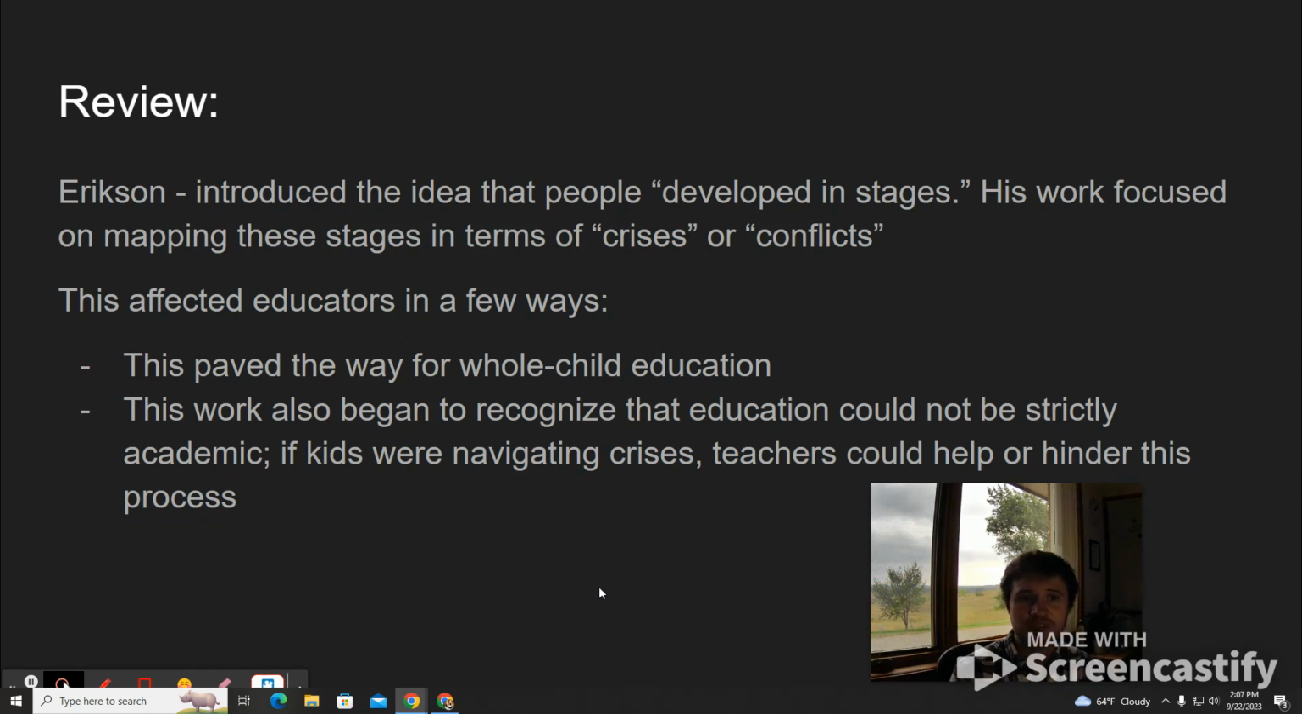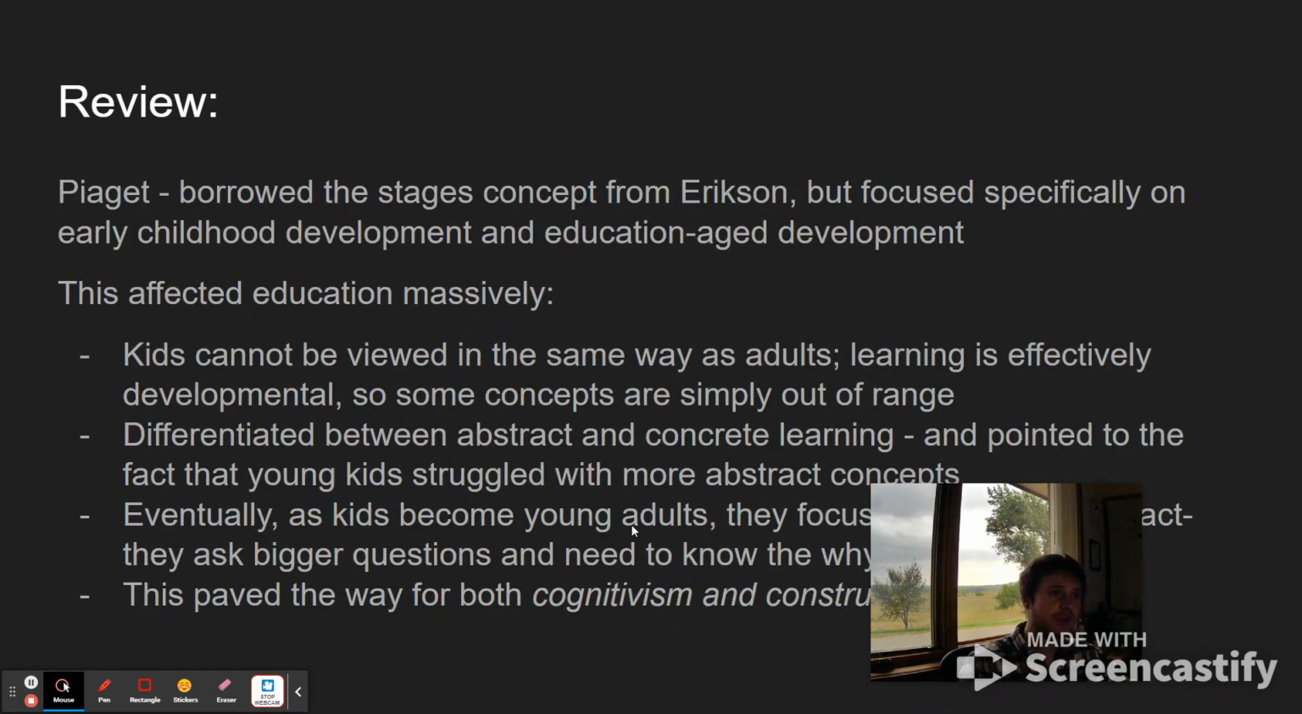So it paved the way for whole child education. We are not just locking kids in a room and saying, now memorize this, now learn to do this. Here's your grammar instruction, here's your mathematics, here's your spelling, do it. There was this aspect in which all these kids are going through crises that we need to help them navigate. So that was Erikson's big contribution in the field of education. After him, oops, I skipped, we had Piaget.